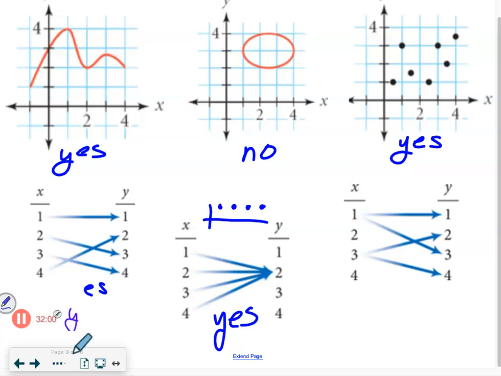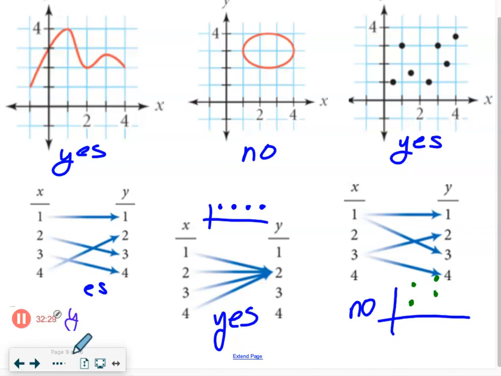All right, what about this last one? No. If we were to sketch a graph of this, we'd have 1, 1, and 1, 3. We'd have 3, 2, and 3, 4, right? We would fail the vertical line test twice. Oops, I covered my no.